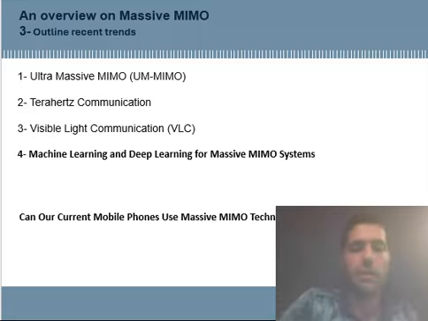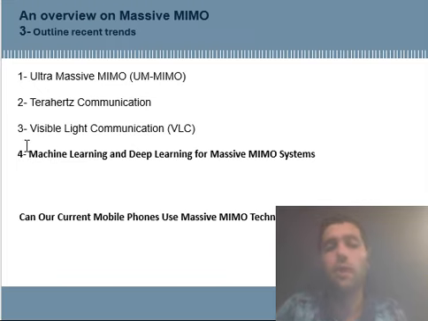And finally, in this section, we will provide some recent trends to you. The first ones are ultramassive MIMO, terahertz communication, visible light communication, and machine learning and deep learning for massive MIMO system. The fourth trend is very important for us.